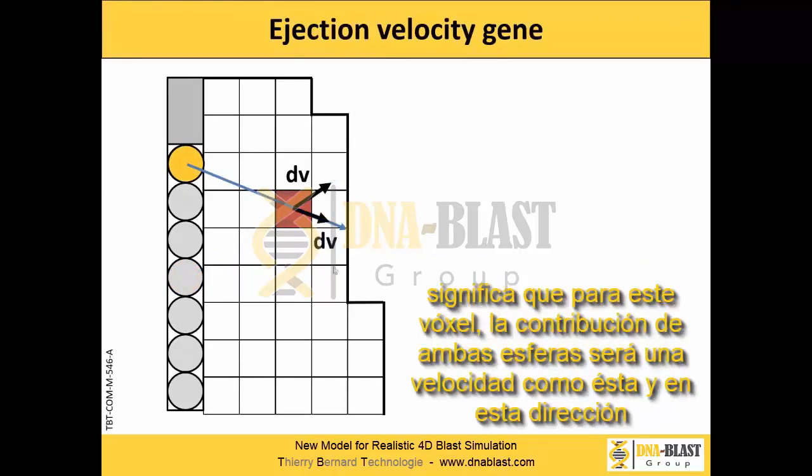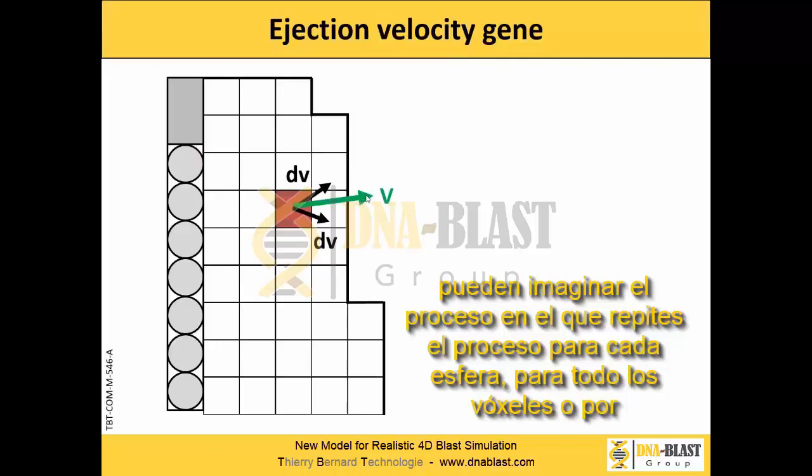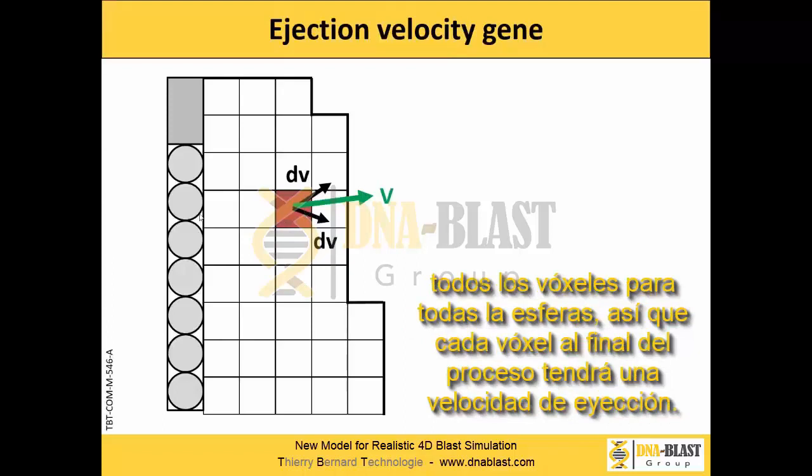So it means for this voxel, the contribution of these two spheres will be a velocity like this in this direction. You can imagine the process that you repeat for each sphere for all the voxels, or for all the voxels for all the spheres. So for each voxel at the end of the process, you will have an ejection velocity.